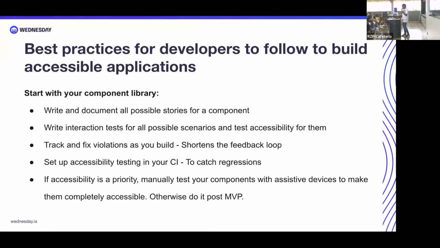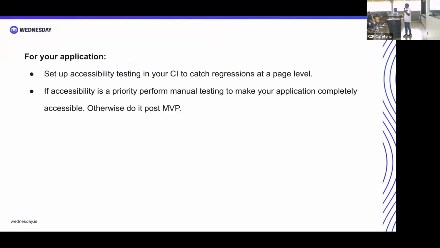If accessibility is a priority, manually test your components with assistive devices like screen readers to make them completely accessible. Or if your client says, no, I just want to ship my MVP faster, and you're not able to convince them, start by covering all your basic roles, and then you can do more as your product grows. For your application, set up accessibility testing in your CI to catch regressions at a page level. You can maybe use Lighthouse. Lighthouse is still useful here.